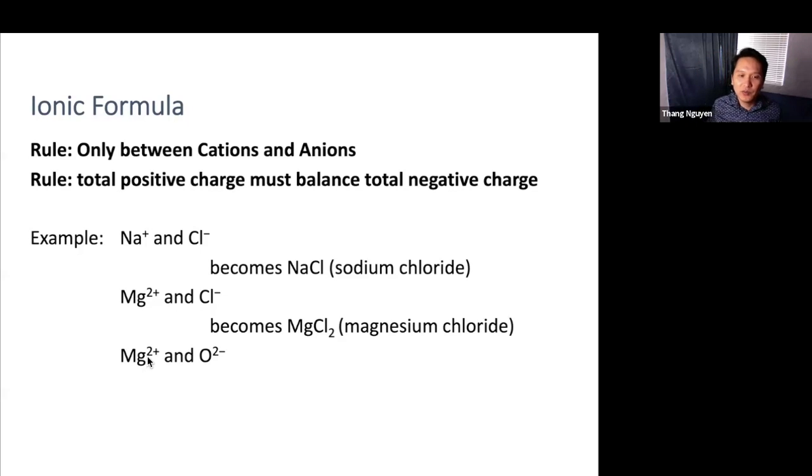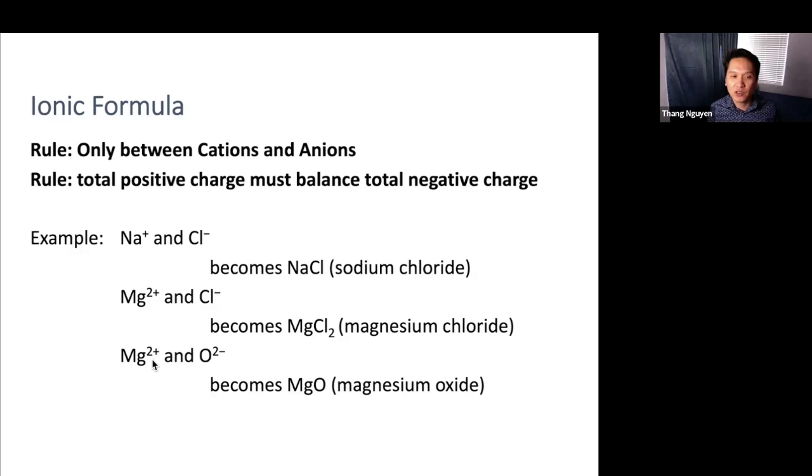Magnesium, again, we know it's 2 positive. What about oxygen? Oxygen is in group 6A, so it's an anion. It gains 2 electrons, so it's a 2 minus. How many of each do you think is needed to become neutral? Hopefully you said 1 of each, right? So you would write this as MgO. Very good. And you would call it magnesium oxide.